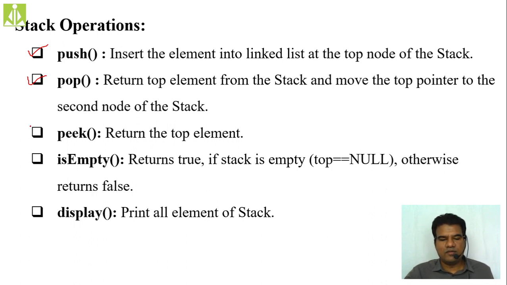Then peek, what it will do, it will simply return. It will not remove, but it will simply return the top of the stack. Whatever top element you have inside the stack, that element will be returned with the help of this peek function. This isEmpty will check the emptiness of your stack, and display will print all the elements inside your stack from top to bottom. It will simply traverse from the top to the end of your singly linked list.